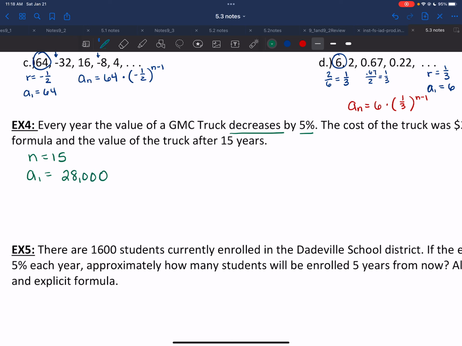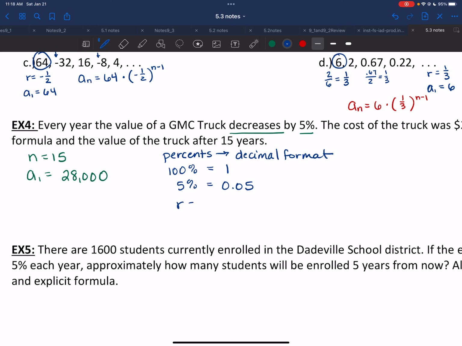And then what I need to know is my ratio. That's probably the hardest one to figure out. The ratio, what we do is we take our percents and we change them into decimal format. So if I had 100% of my truck, that would be equal to 1 in decimal form. If I had 5% of my truck, which we know it's decreasing, that would be equal to 0.05 in decimal form.